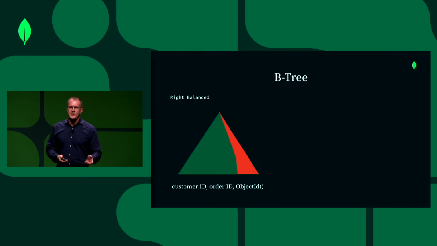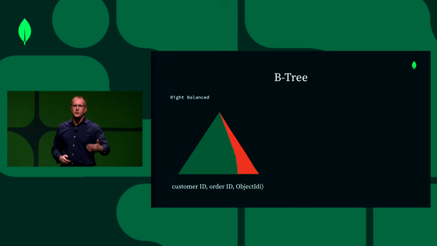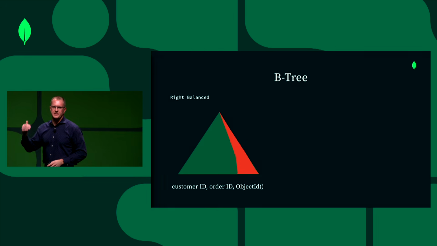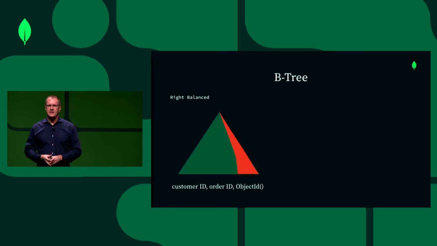I probably can do that on order ID. I can do that on customer ID. If I'm a retail application and I create a new account and assign a new customer ID, I'm probably assigning a sequentially higher ID. Or if I'm processing orders by order ID, each new order gets a higher ID.